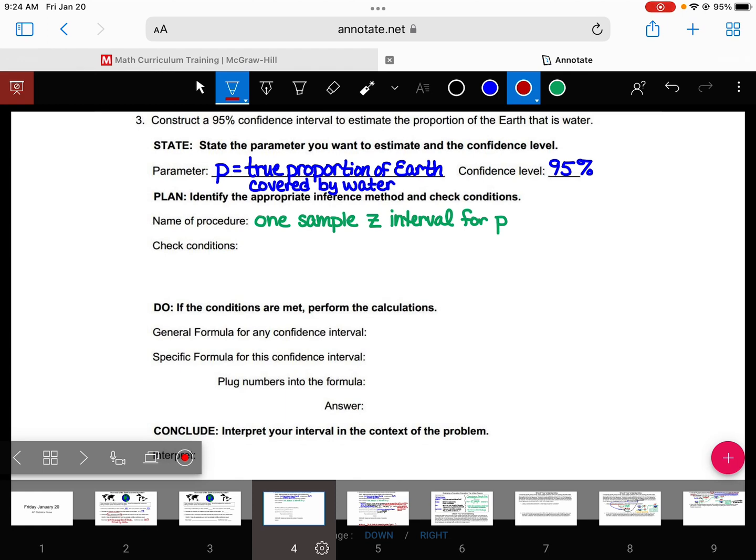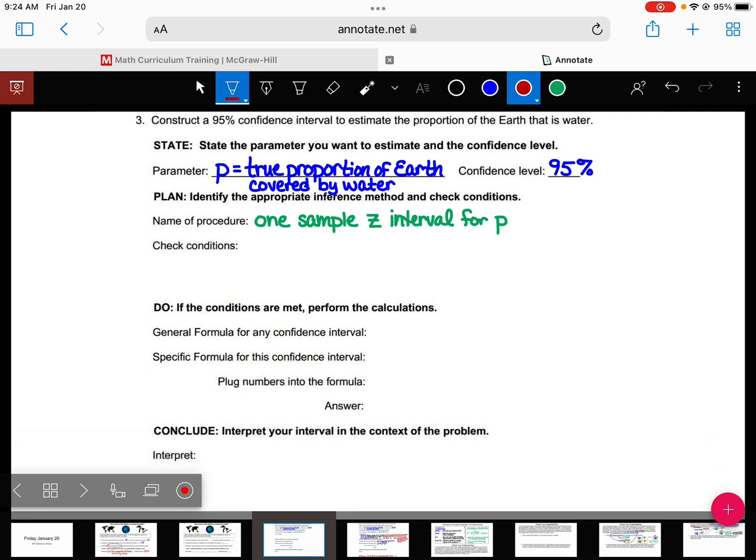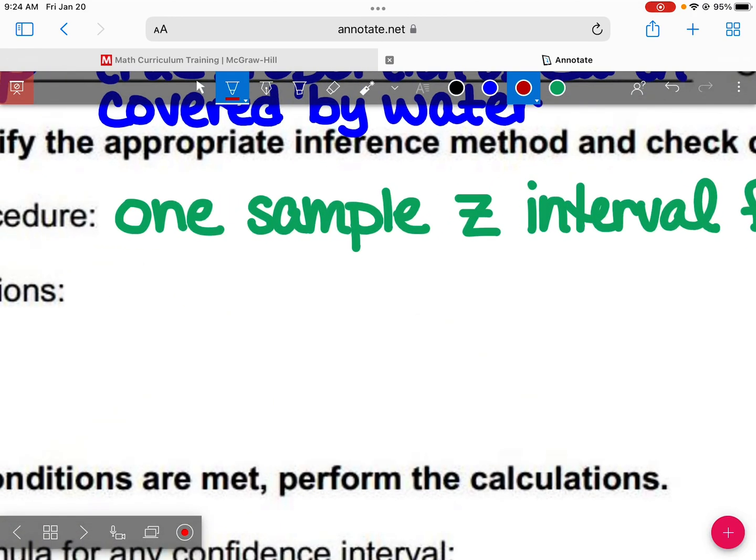What are the conditions that we need to check here? Random, 10%, and normal. Do we have a random sample? How can we show that? Or what could we say to show that? Random sample of 50 locations on the globe, and we used our random location generator to do that. All right, so let me get this written down. Random.